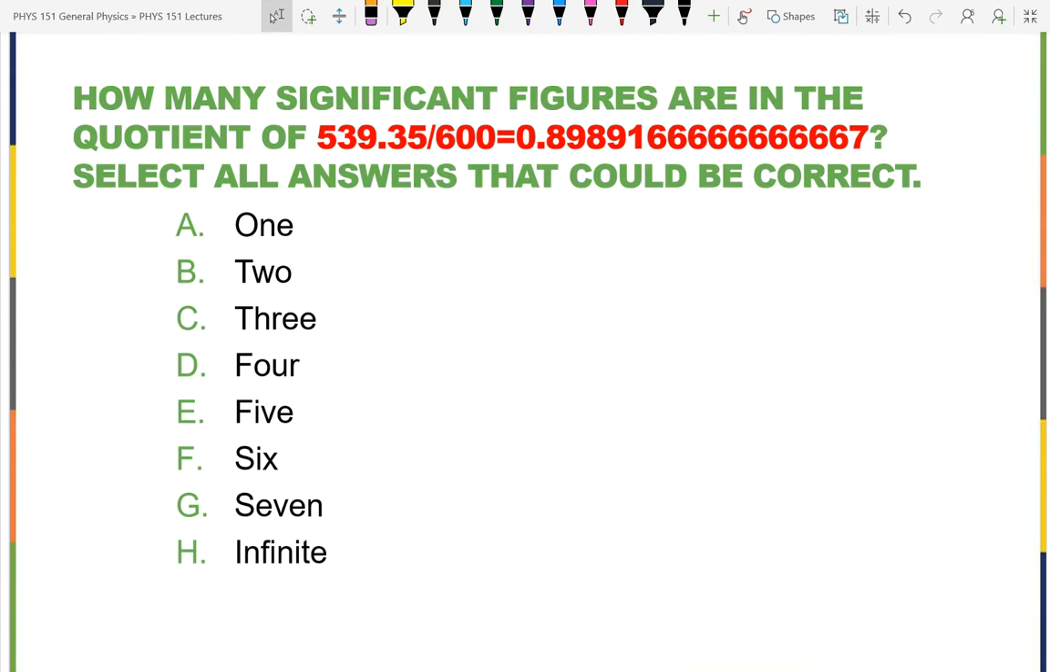539.65 divided by 600. It says select all answers that could be correct. So you're going to put in like A, B, C, D, E, F, G, H, enter. I mean, don't do that. Put the ones that you think are correct. They're not all correct, clearly.